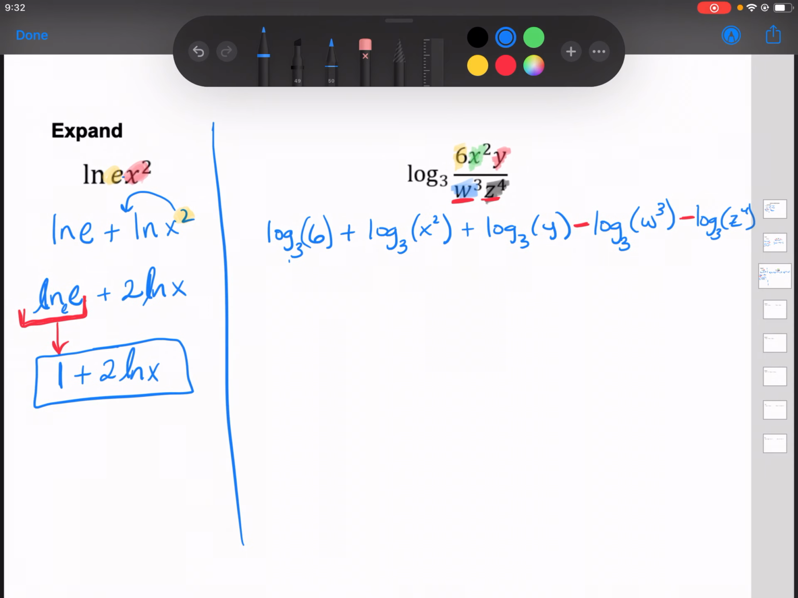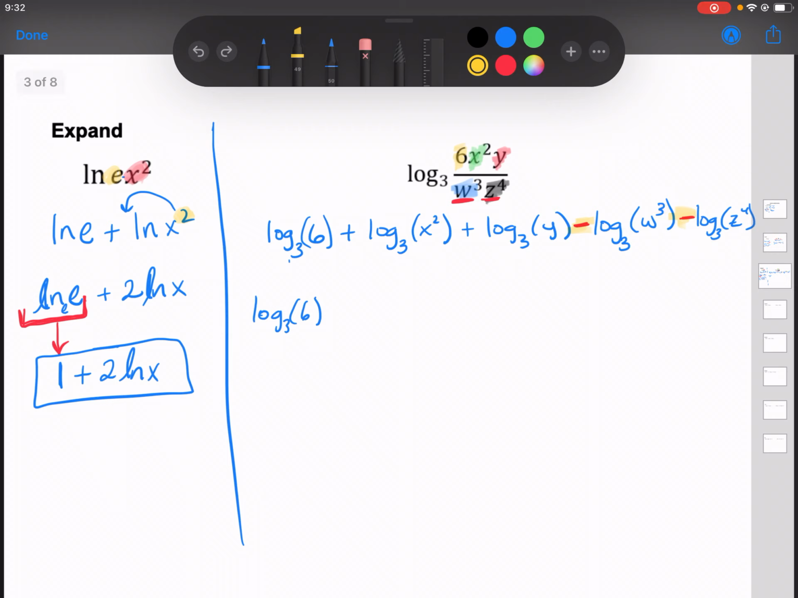So notice I subtracted both of those. That's really important because they were both on the denominator. Anything in the numerator is always added. And then we go from there. So we've got log base 3 of 6. And what I mean by go from there, remember exponents.